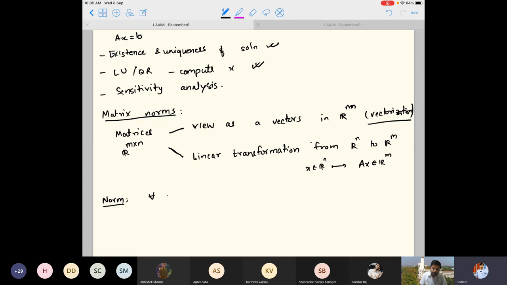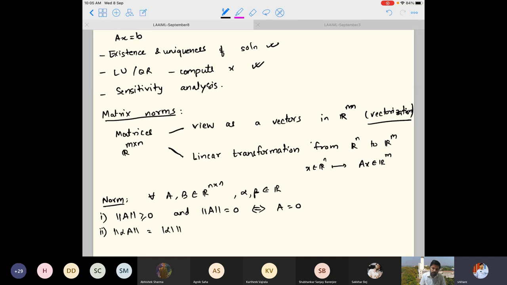Okay, so for every A, B matrices in R^(n×n) and some scalars alpha, beta in R, what are the properties of a matrix norm? The first thing is the matrix norm is always greater than or equal to 0, and this is 0 if and only if A is equal to 0. This is the condition that you had already seen. The second condition is norm of alpha A is mod alpha times norm A. This is also a vector norm condition that you had seen. The third condition is norm of A plus B is less than or equal to norm of A plus norm of B.